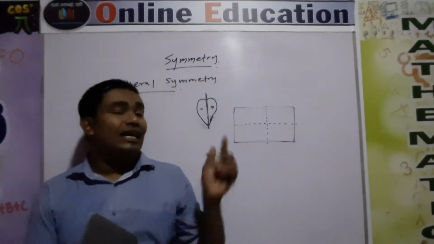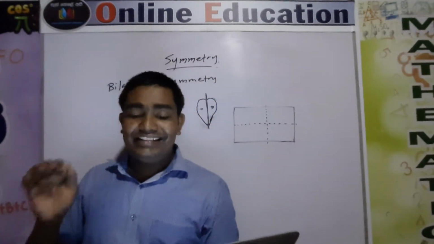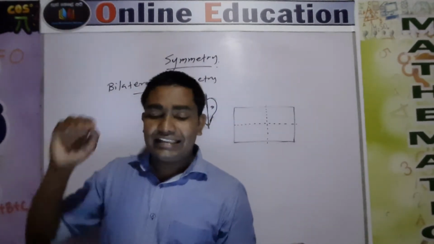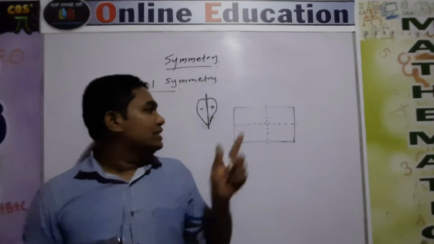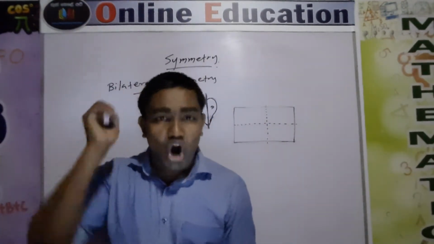These two are bilateral symmetric plane figures. The line of folding is defined as an axis of symmetry of the figure. These lines are axes of symmetry of the figures. These two you need to know.